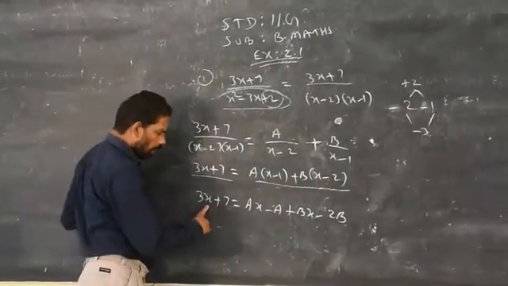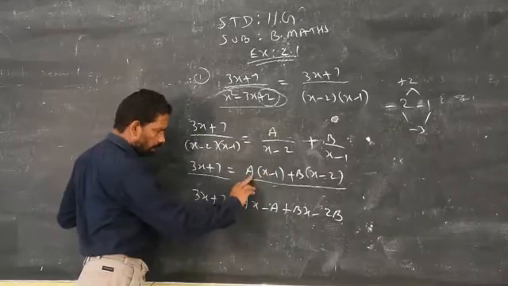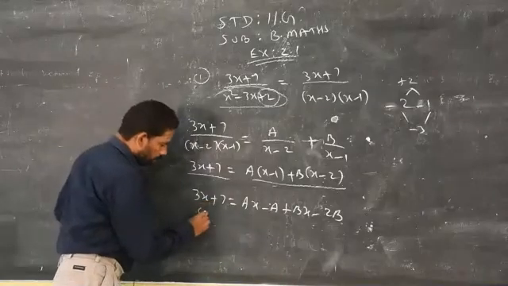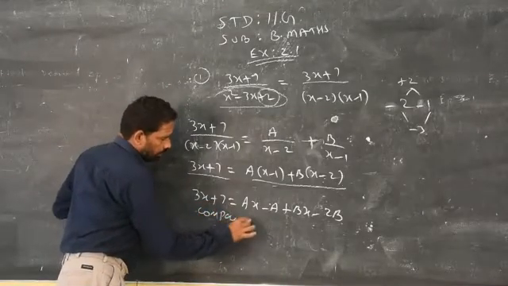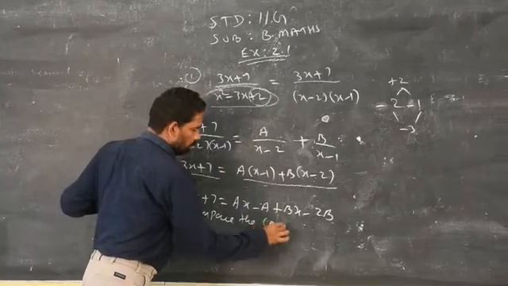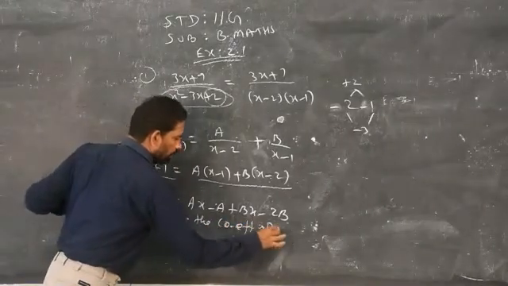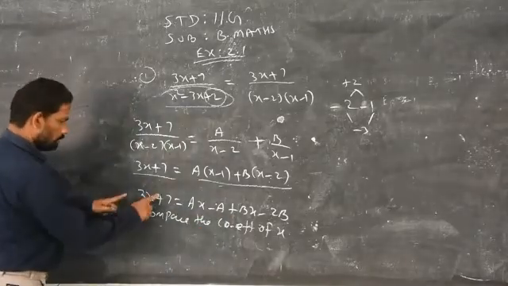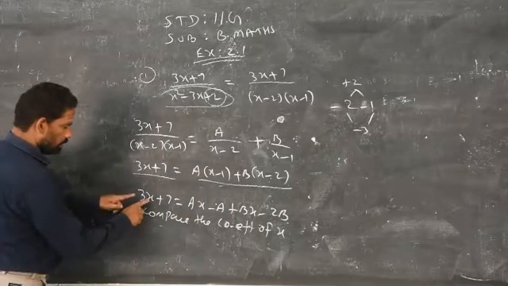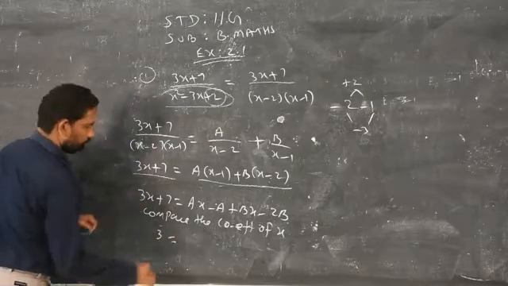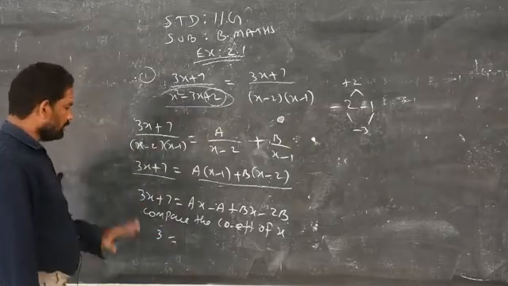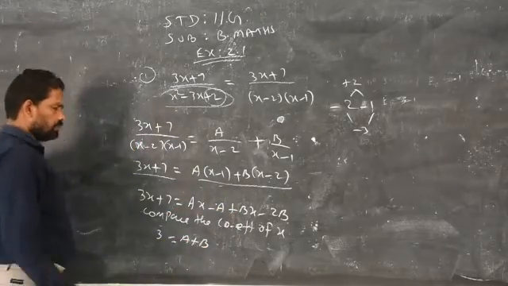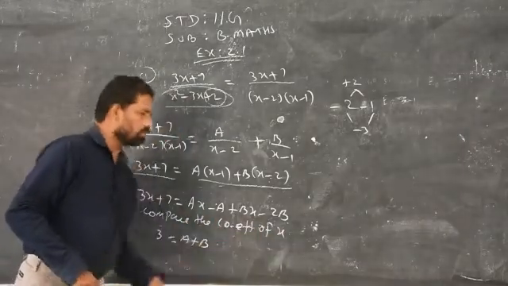Now I just remove the brackets by taking A inside the bracket and B inside the bracket. Now I compare the coefficient of x. Compare the coefficient of x. What is the coefficient of x on the left side? 3. Coefficient of x on the right hand side? A plus B. Just you have to compare the coefficient of x.